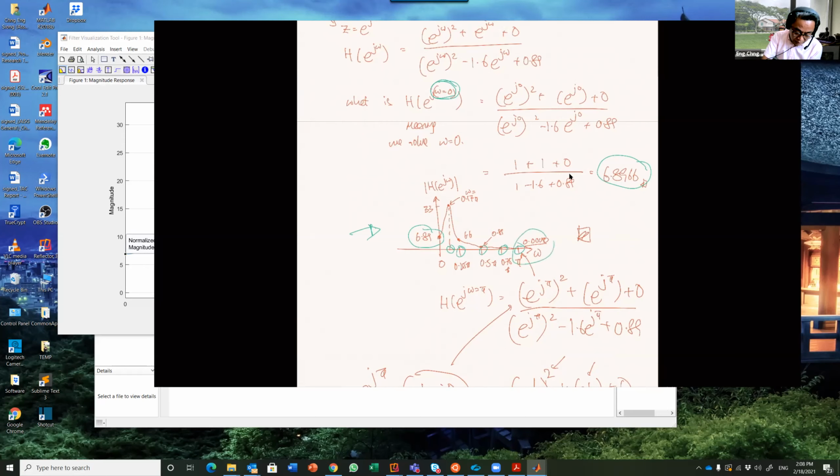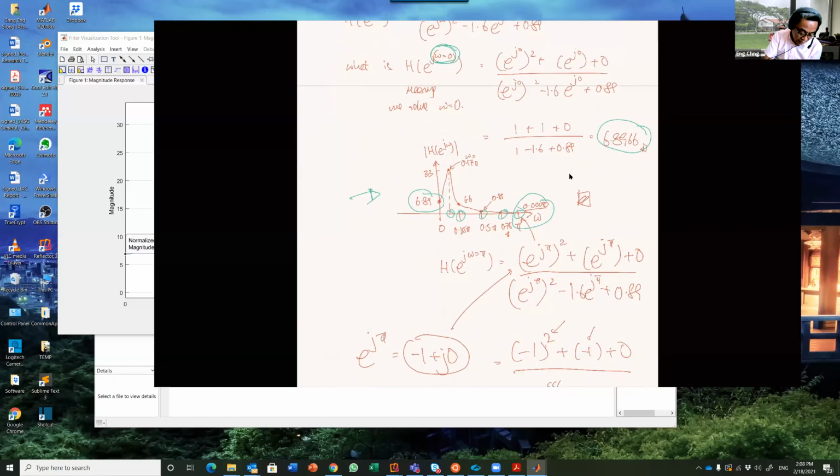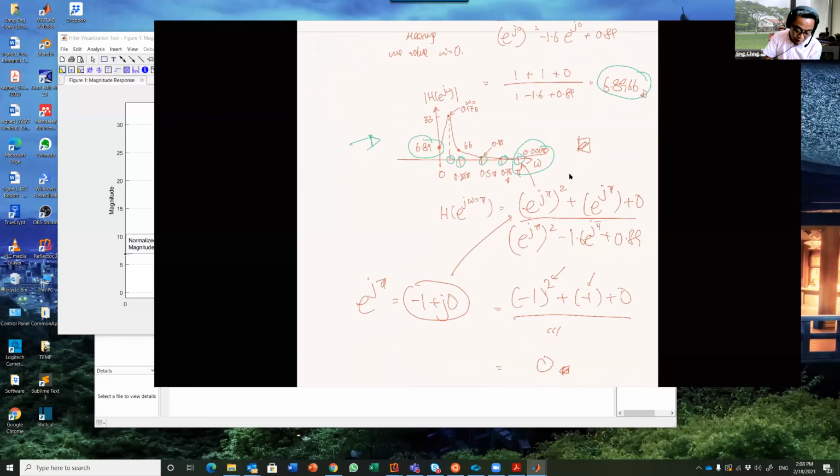Finally, in the last example, I asked you what is H(e^jω) at omega equals pi. Now, e^jω at omega equals pi basically means substituting pi into omega, and you know e^jω is minus 1 plus j0. When we substitute into H(e^jω), the first term is minus 1 squared, the second term is minus 1, the third term is 0. Therefore, the numerator becomes 0, and therefore the whole expression becomes 0. Okay. Is there a way to use the equation to get the magnitude? Yes, there is.